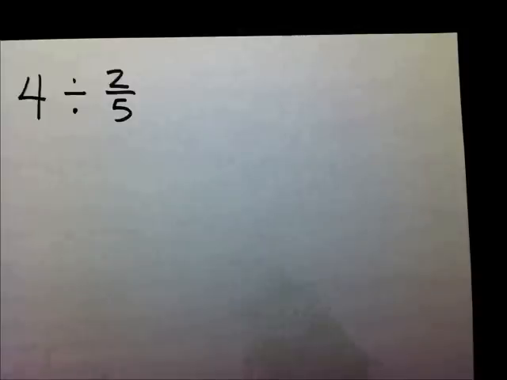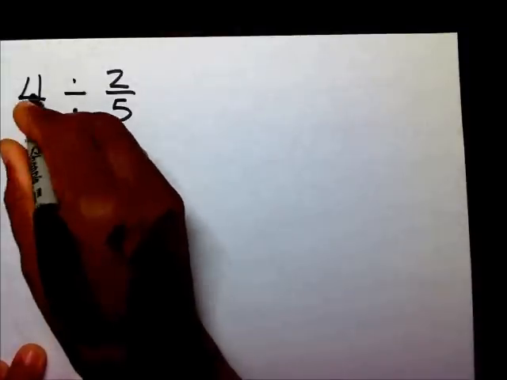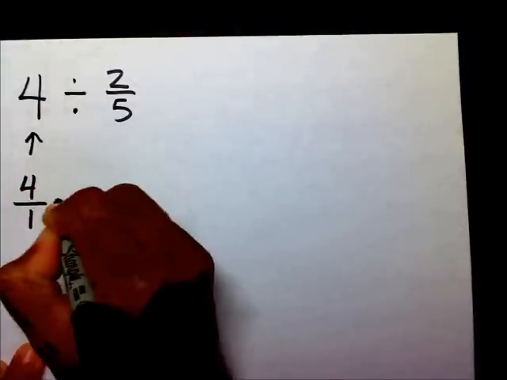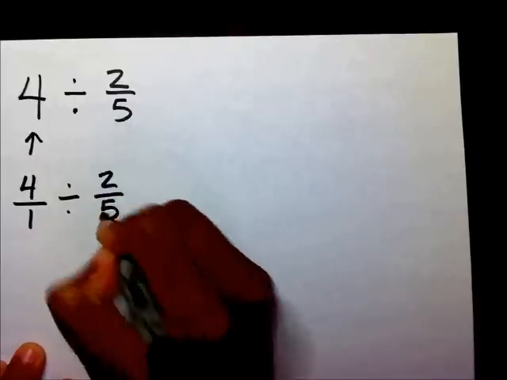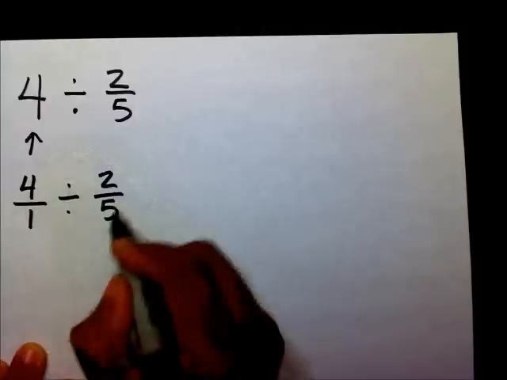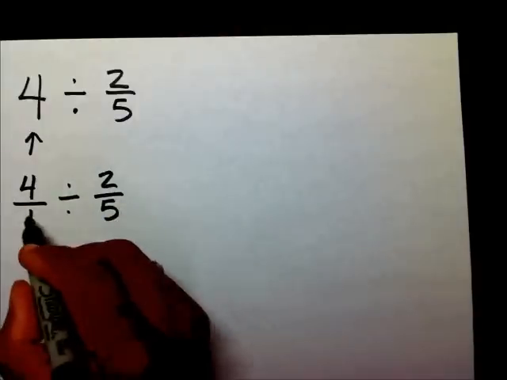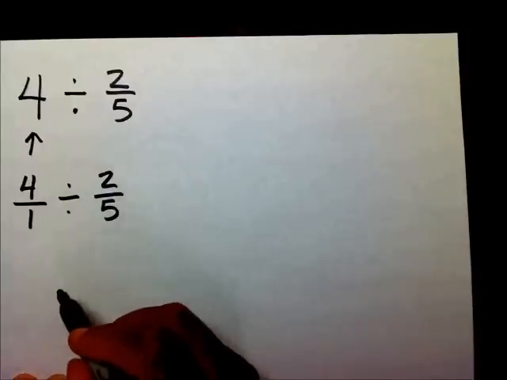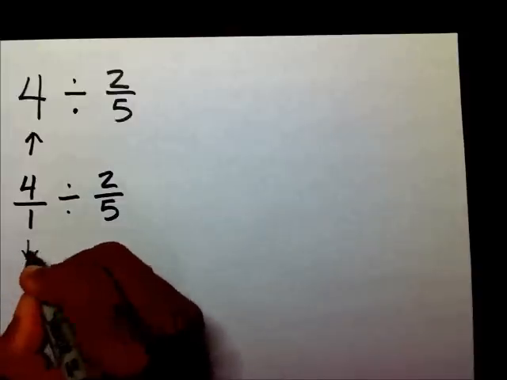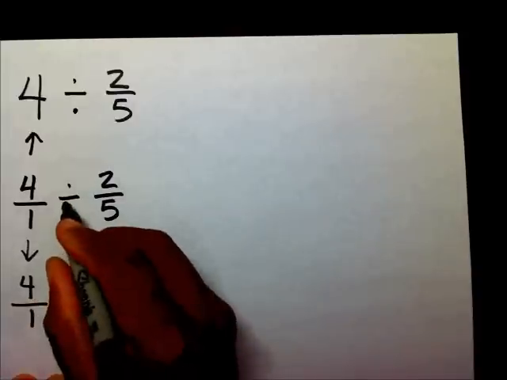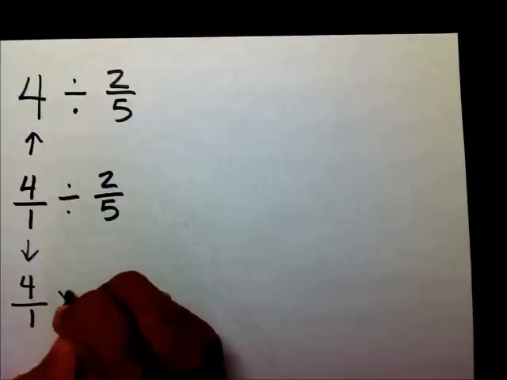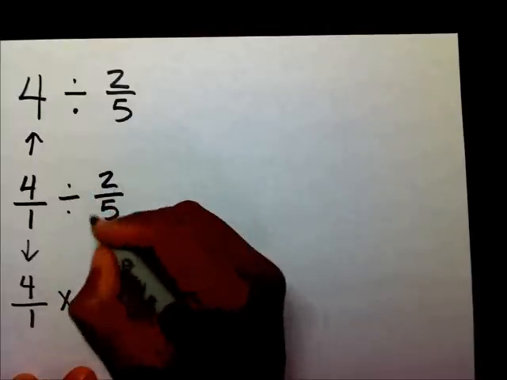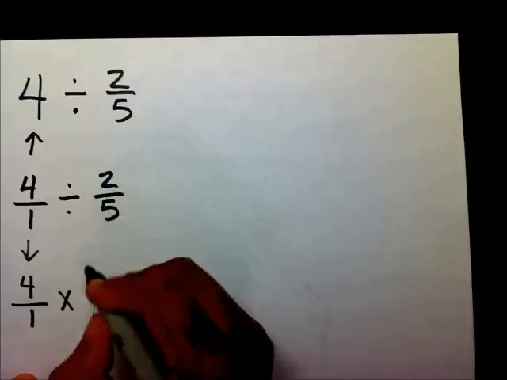Okay. First thing we want to do, we're going to change that 4 to a fraction. That's going to be 4 over 1 divided by 2/5. Now the problem looks like this. So now I need to change this division problem into a multiplication problem. So I'm going to bring down my 4 over 1. I'm going to change the division sign to multiplication. And I'm going to take the reciprocal of 2/5, which is 5 over 2.